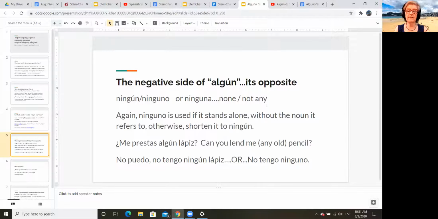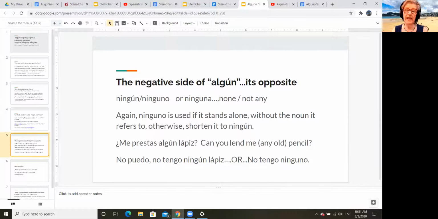So, ¿me prestas algún lápiz? Can you lend me a pencil, meaning any old one that you have handy, right? ¿Me prestas algún lápiz? Algún lápiz. Not alguno lápiz, just algún lápiz. Somebody may answer you in the negative. No puedo. No tengo ningún lápiz. I don't have any. Or I have none. En español, ningún, no tengo ningún lápiz.